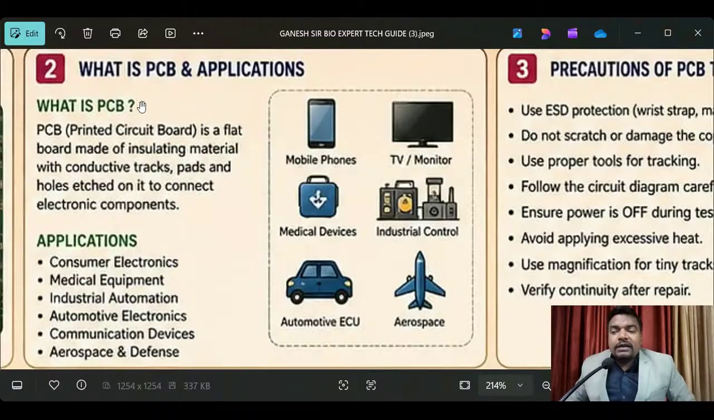Come on, what is PCB? A printed circuit board is a flat board made of insulating material with conductive tracks, pads, and holes etched on it to connect electronic components. Simple. This definition is also not critical. I'm bringing easy points because you have to keep them in your mind in an easy way. If you take any challenge, for example in biomedical services, it's a challenging field.